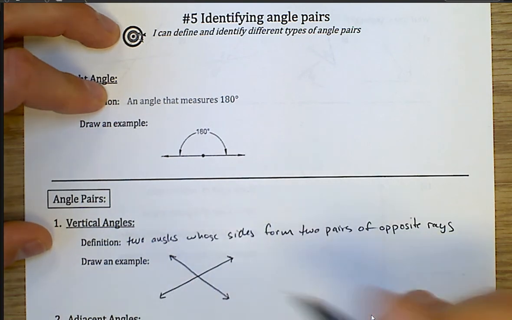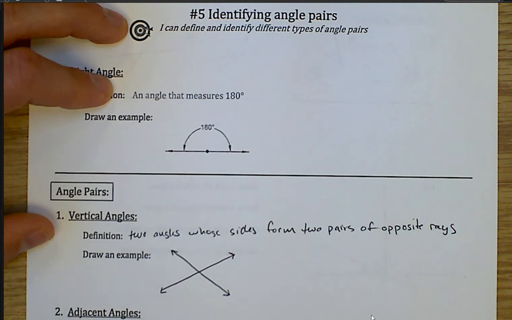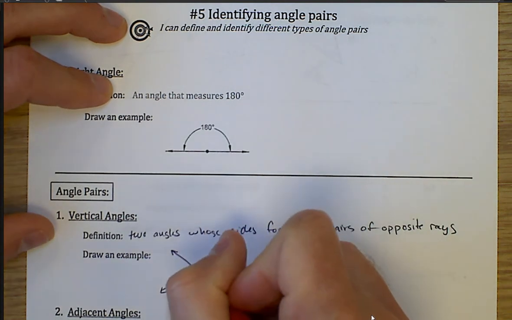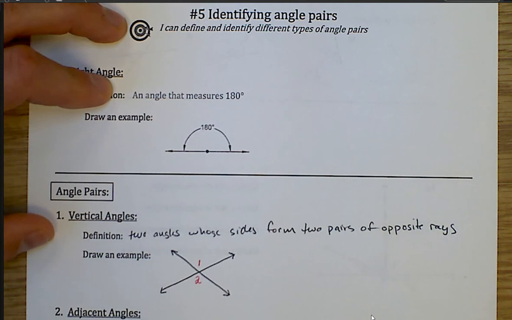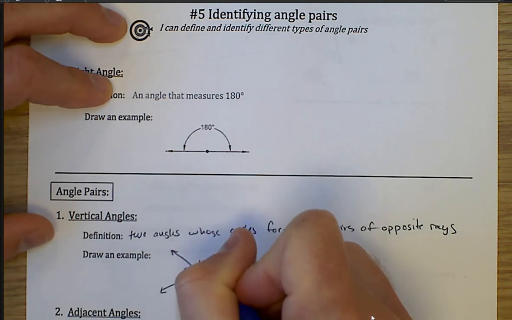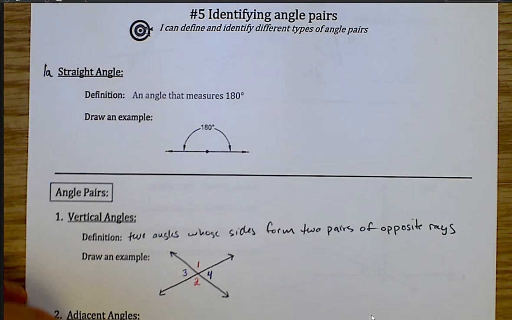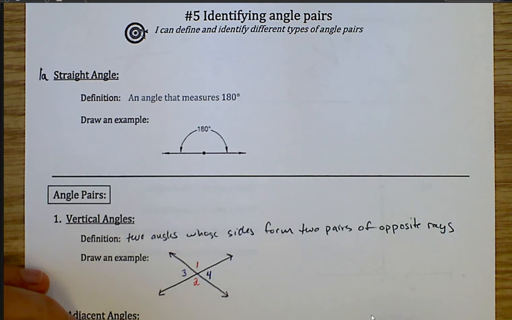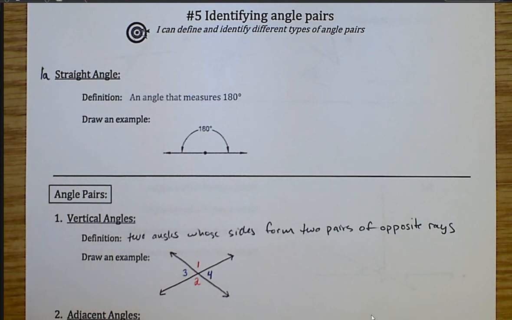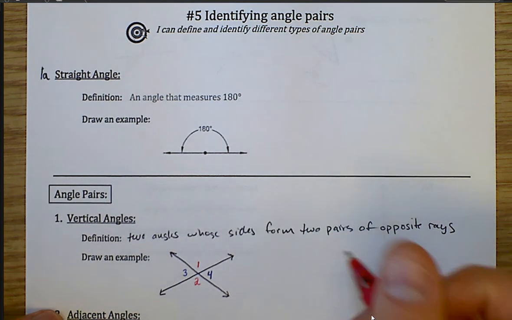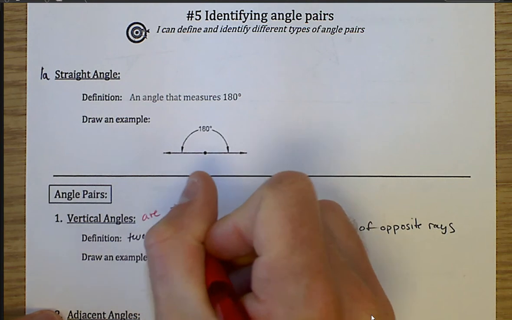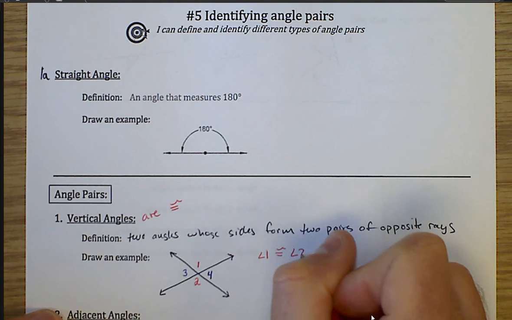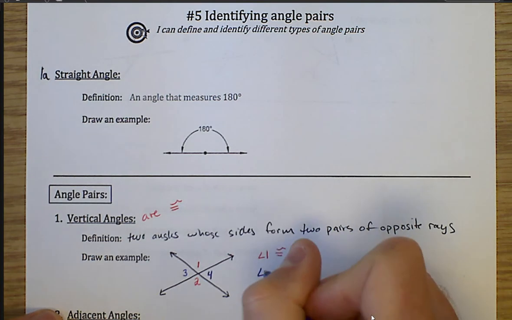Okay? And I'm going to use my colored markers here, or my colored pens, so that you can really see what these are. Okay? So 1 and 2 would be considered vertical angles. Okay? And there's a theorem, and we haven't talked a lot about theorems, but there's a theorem that states that vertical angles are congruent. Okay? So angle 1 is congruent to angle 2. And angle 3 is congruent to angle 4.